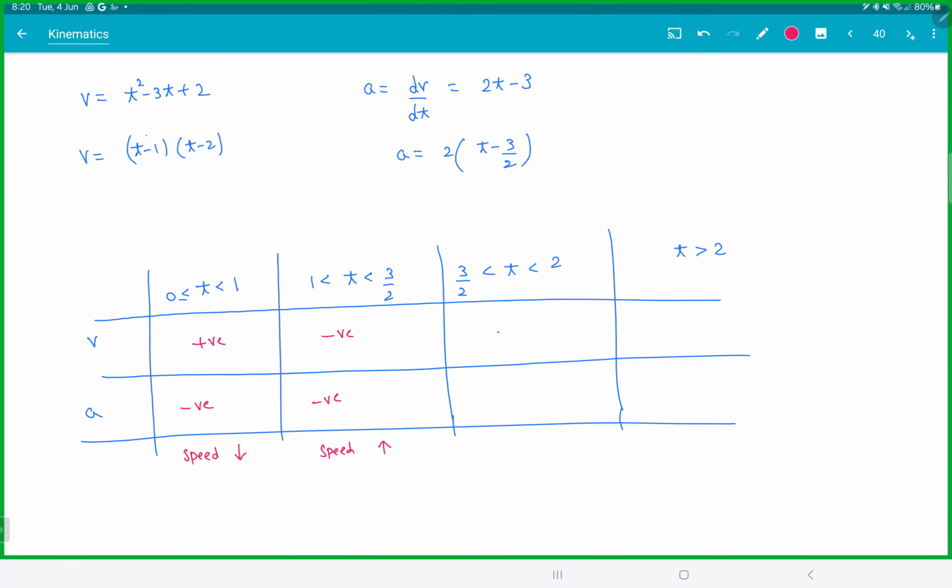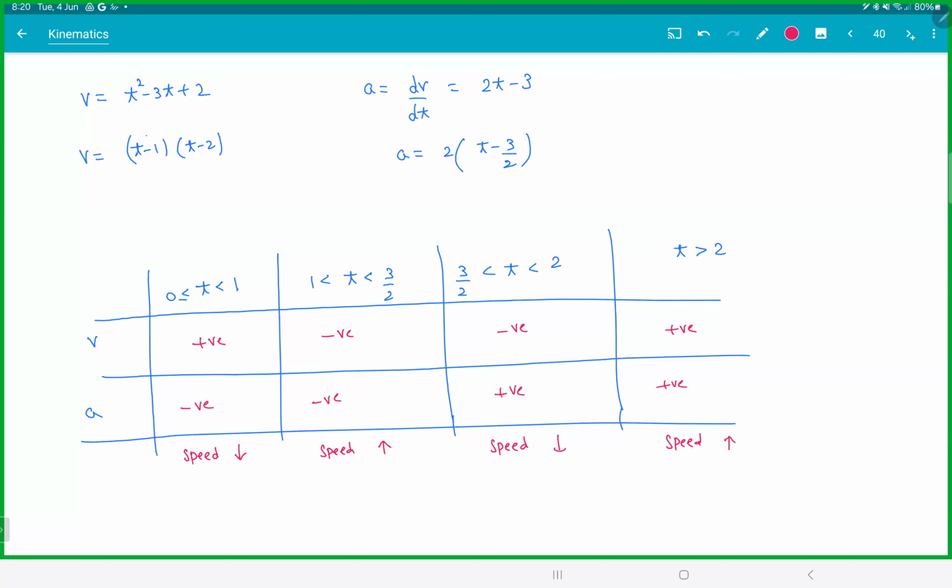For t between 1 and 3 by 2, this is still negative. Acceleration becomes positive. This speed is again decreasing. For t greater than 2, this is positive. This is also positive. Speed is increasing. This is how you figure out whether something is speeding up or speeding down.